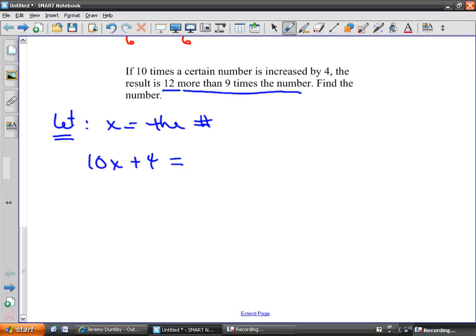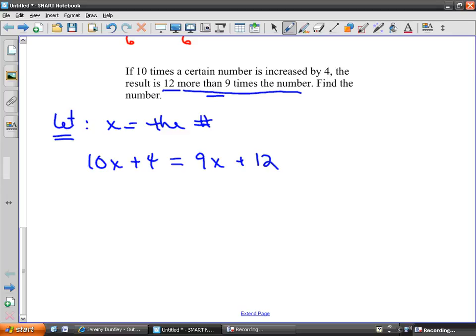I'm going to be a stickler about this. The word than is a switch word, and that means whatever follows the word than should come first rather than vice versa. 12 more than 9 times the number should be written as 9 times the number plus 12. That's 12 more than 9x. If you flip it the other way, you're going to be okay with addition because of the commutative property, but as soon as it says 12 less than 9 times the number, then you're going to be in trouble because subtraction is not commutative and order will matter.